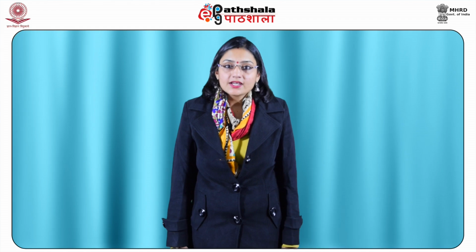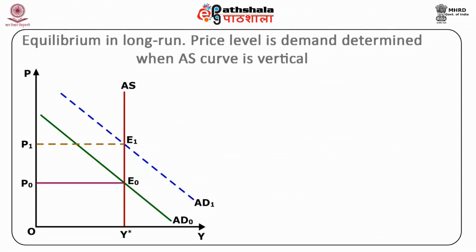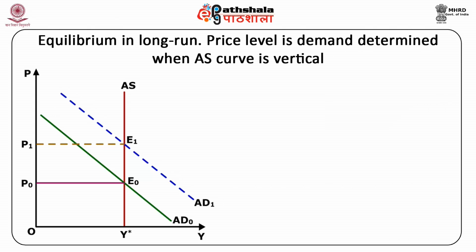Due to this dichotomy between real and nominal variables, the aggregate supply curve under the classical approach is vertical, indicating the same amount of goods to be supplied at any price level. The slope of the AS curve is infinite, that is, output supplied is unresponsive to any changes in the price level. In a nutshell, in the long run, due to full employment and wage-price flexibility, output will be determined by the aggregate supply. In the figure, the AS curve is vertical and AD is as usual downward sloping.